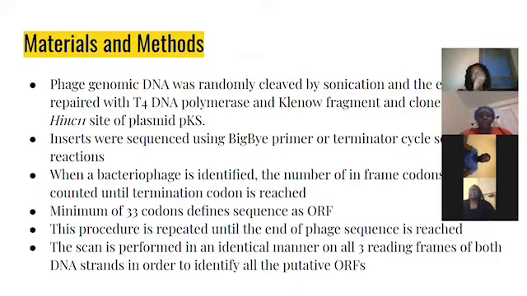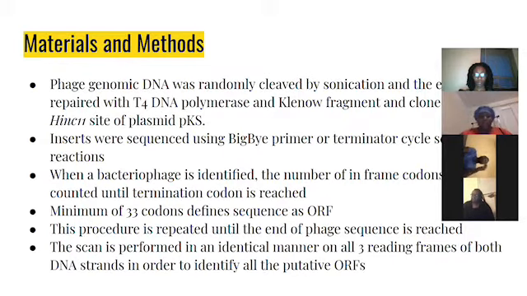All right, so now I will be discussing the materials and methods. Phage genomic DNA was randomly cleaved by sonication, and the ends were repaired with T4 DNA polymerase and the fragments were cloned into the site of plasmid pBKS. Inserts were sequenced using either the BigDye primer or the terminator cycle sequencing reaction. The sequence contigs were assembled using either the Sequencher 3.1, also known as Gene Codes, or the Phred/Phrap/Consed 12.0 software.